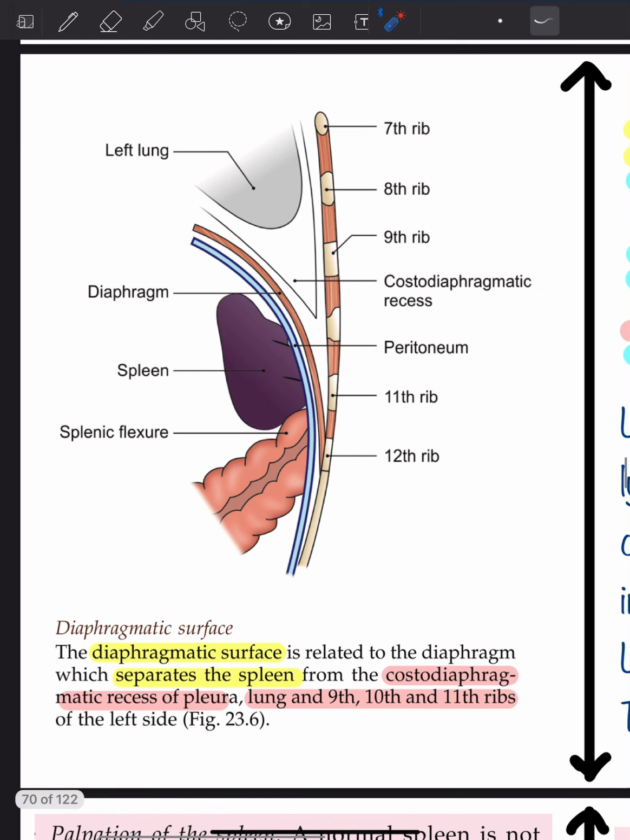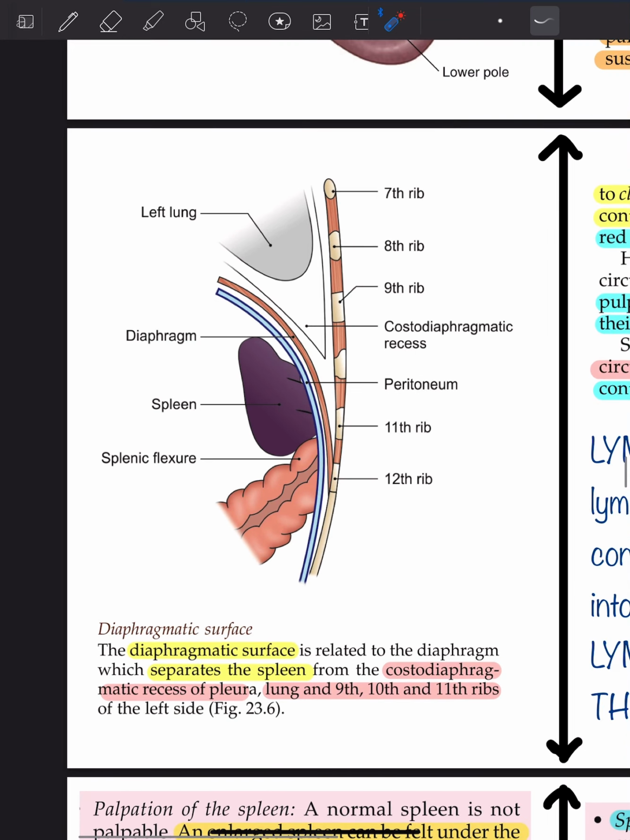Right, now let's read about it. The diaphragmatic surface related to the diaphragm separates the spleen from the costodiaphragmatic recess of the pleura, the lung. Here you have the left lung, and the 9th, 10th, and 11th ribs. So if you remember this diagram, you can clearly remember what things the diaphragmatic surface separates the spleen from. Okay.